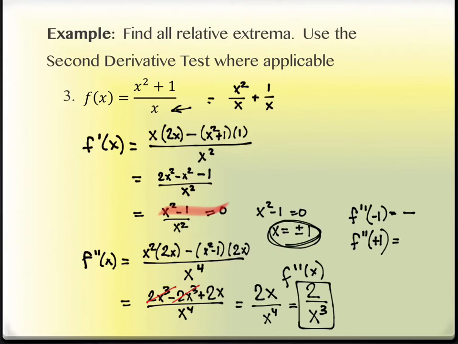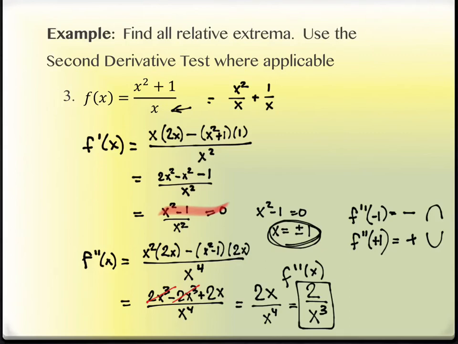And what happens when I put in positive 1? It's positive 2, right? So it's negative, it's positive. Well, these are second derivatives. Negative means concave down. Positive means concave up. That's what it means. So if it is concave down, do I have a max or a min?